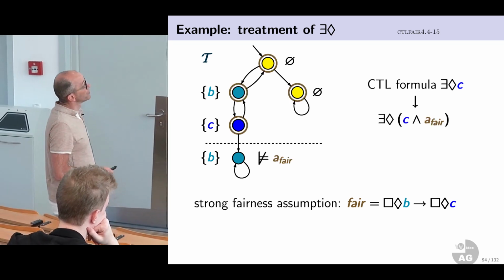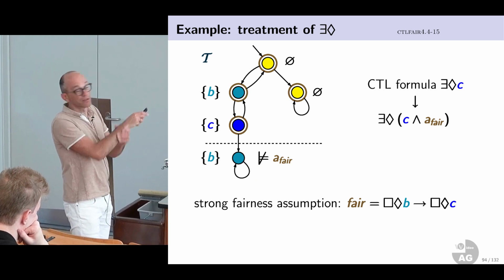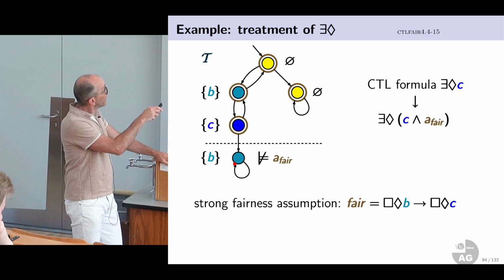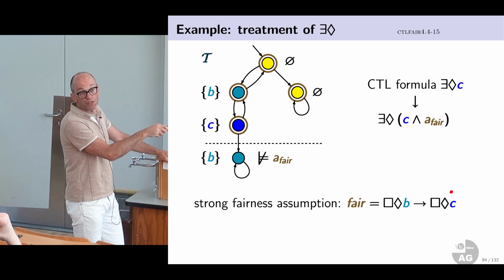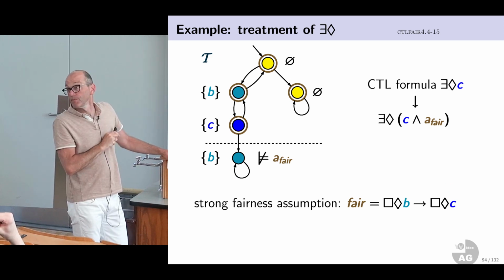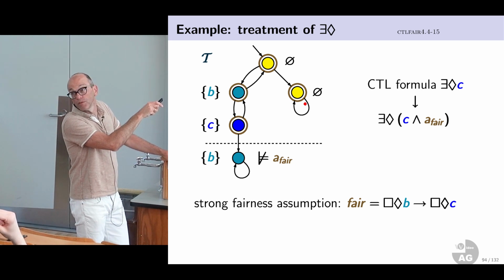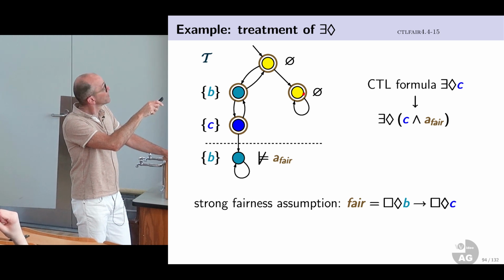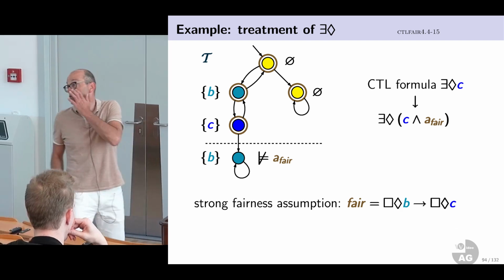Good. So one thing you see is that this state is not fair. Why not? There is no fair computation starting here because there is only one thing, namely the self loop, which means you infinitely often visit a B state, but you do not infinitely often visit a C state. So this state is not fair. The other states are fair. In particular, also this state is fair, because it never visits a B state. From here, there is no computation that ever will reach a B state, so this premise is vacuously true.